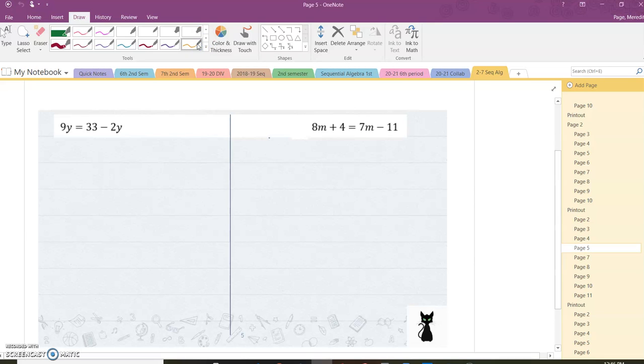So first thing I always do is draw a line down the equal sign. Then I'm going to go ahead and read the problem. I have 9y equals 33 minus 2y. Okay, so I noticed that there's y's on both sides, and my goal is to get the variable by itself. So I'm going to move that minus 2y over to the other side by using the opposite. So I'm going to add 2y to both sides.